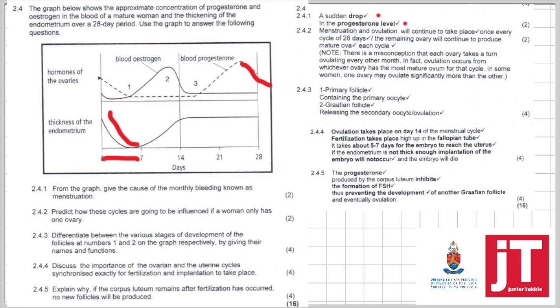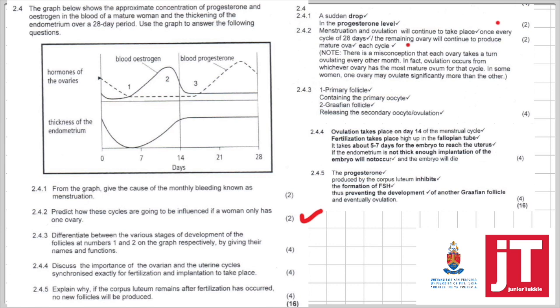Okay. 2.4.2. Predict how these cycles are going to be influenced if a woman has only one ovary. A lovely question as well. So menstruation and ovulation will continue to take place once every cycle of the 28 days. The remaining ovary will continue to produce a mature ovum over each cycle.